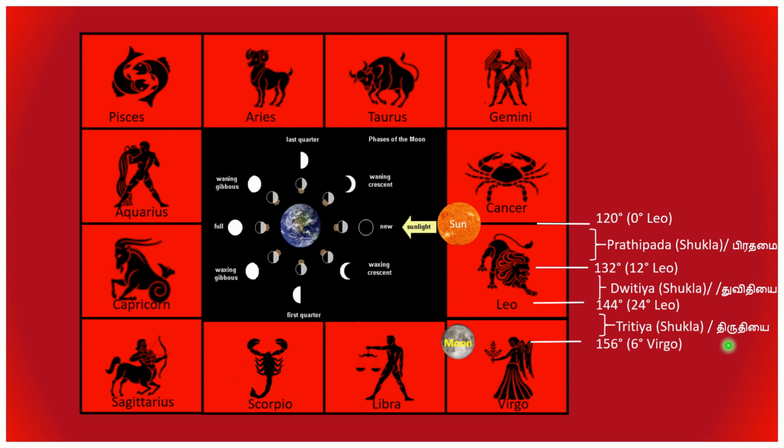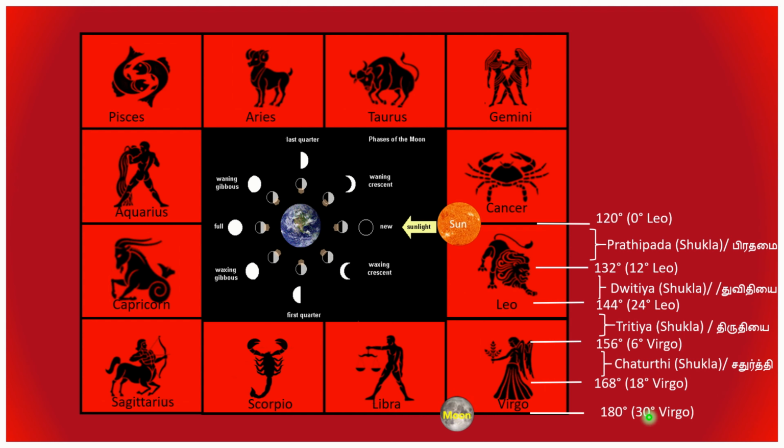So you have Tritiya. And further down, as the moon is moving further away from the sun, which is 168 degrees, another 12 degrees, this interval is known as Chadurthi, or Shukla Chadurthi, or Chadurthi in Tamil. It's the same pronunciation. And further down you have Panchami. So it's again another 12 degrees, you have Panchami, another 12 degrees.